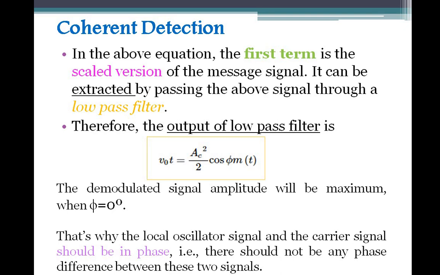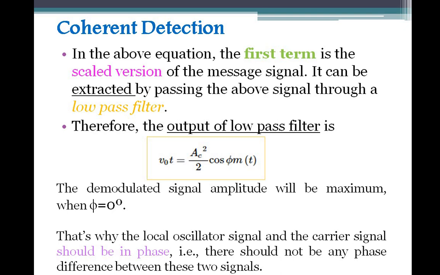So that is, there should not be any phase difference between these two signals. So by using this coherent detection, you can get your original message signal. Okay, this is how you will be getting your output message signal in your DSBSC demodulation technique. Okay, clear? So what is the coherent modulation?